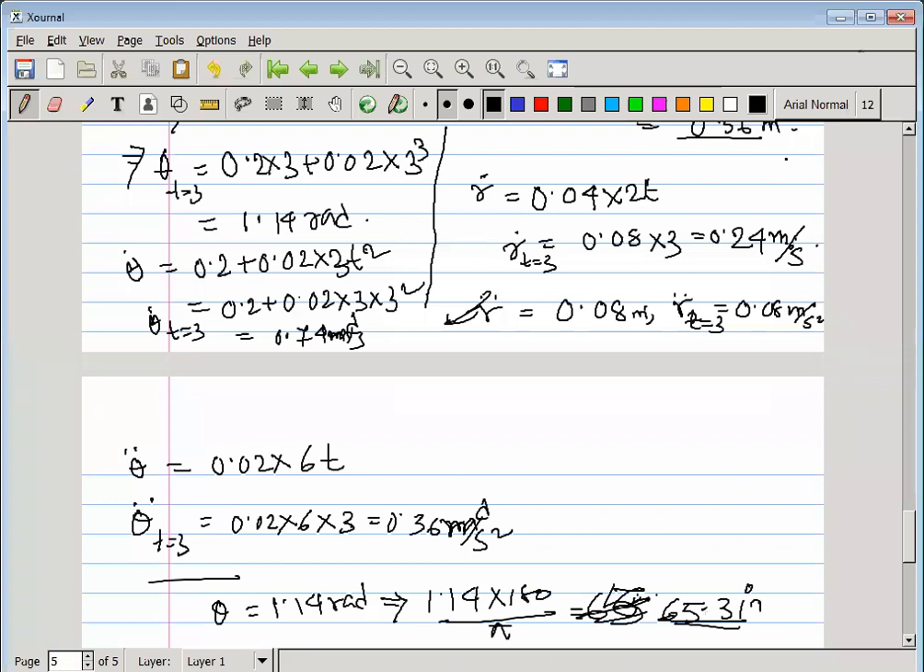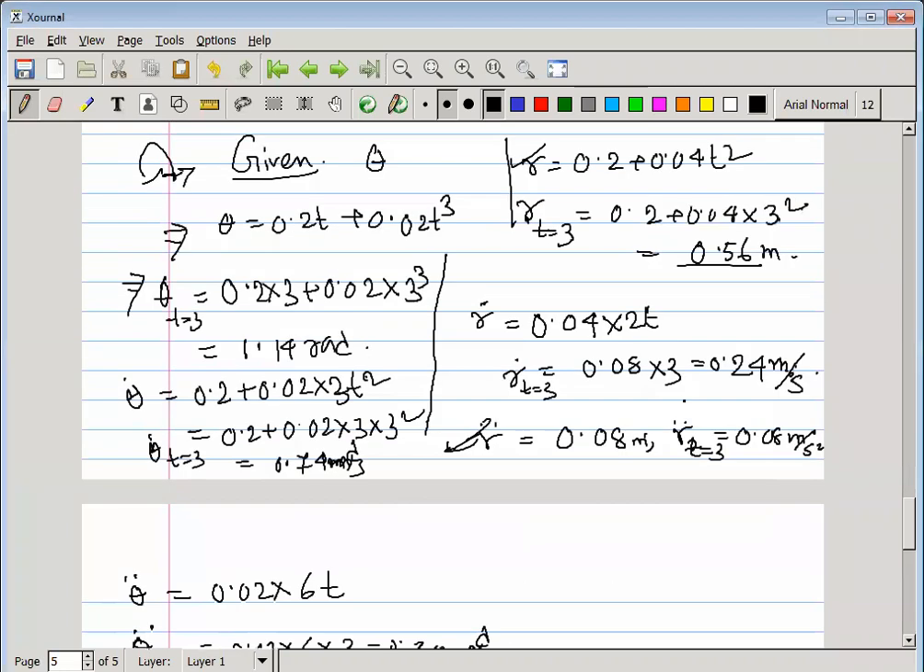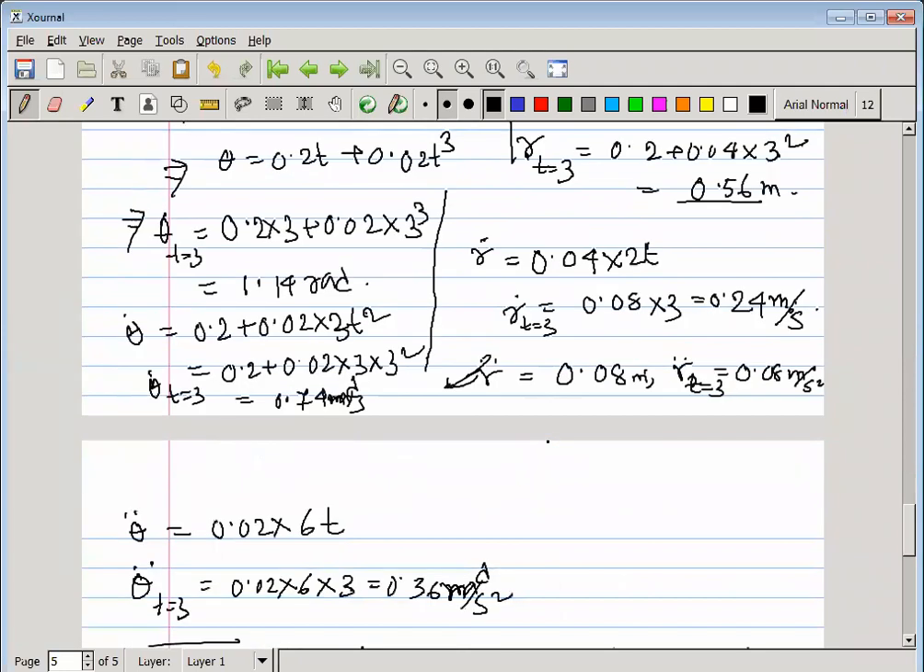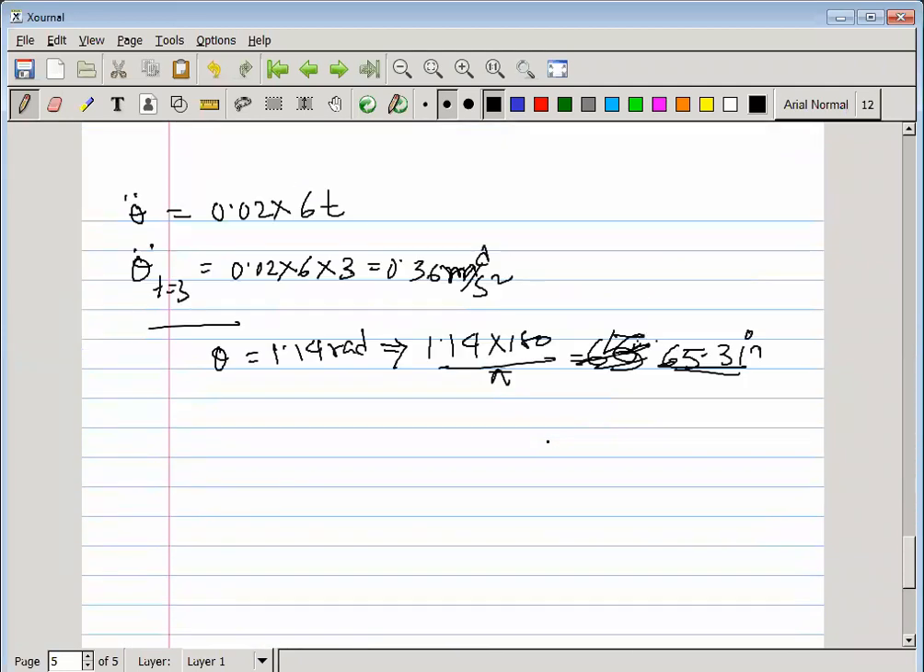Now, in the question, the equation for the angular movement and the equation for the radial direction movement are already given. So we have to simply find the velocity and the acceleration. From the formula in the last lecture, we know v is equal to r dot er plus r theta dot e theta. We have to simply put these values here.